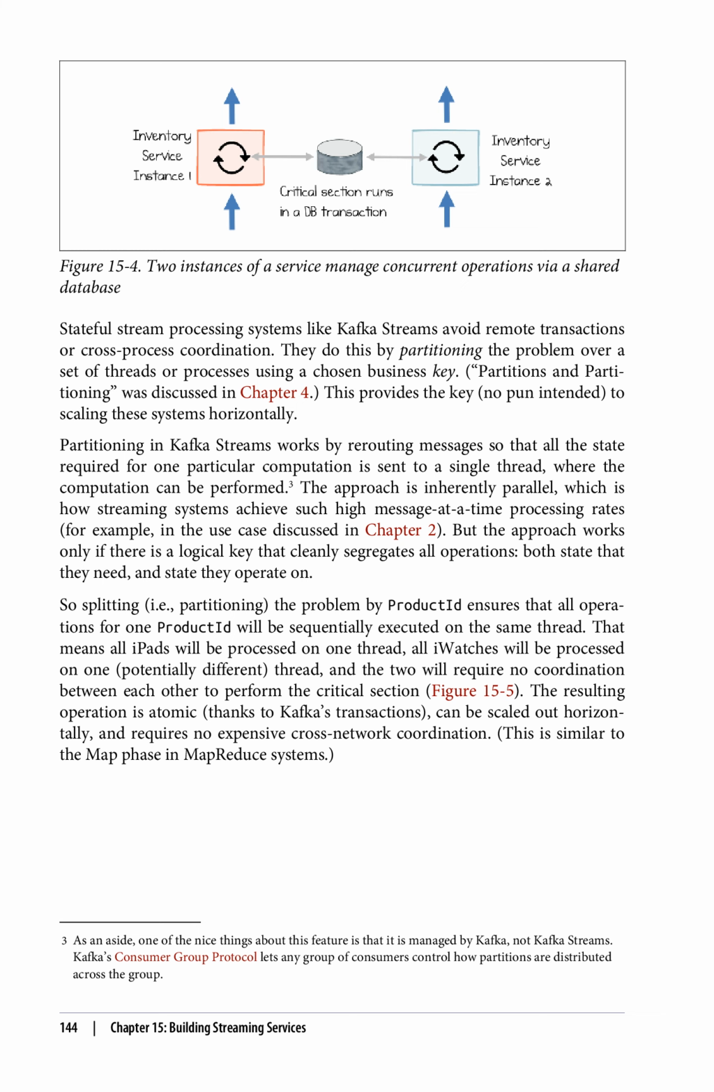So splitting, i.e., partitioning, the problem by product_id ensures that all operations for one product_id will be sequentially executed on the same thread. That means all iPads will be processed on one thread, all iWatches will be processed on one, potentially different, thread, and the two will require no coordination between each other to perform the critical section. Figure 15.5. The resulting operation is atomic, thanks to Kafka's transactions, can be scaled out horizontally, and requires no expensive cross-network coordination. This is similar to the map phase in map reduce systems.